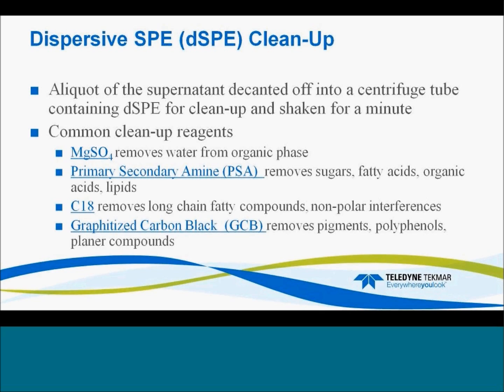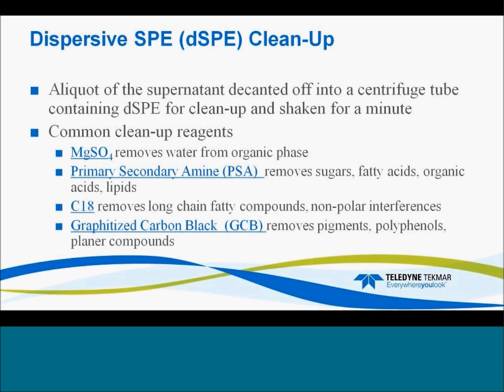There are a lot of different types of combinations of cleanup out there. I listed just the 4 primaries that can be used. The magnesium sulfate is typically always present because it removes excess water from the organic phase. Typically, the PSA, primary secondary amine, is always present also. It will remove the sugars, fatty acids, organic acids, and lipids. But sometimes this will grab hold of certain groups of your pesticides and retain them. So you have to be very careful on the chemistry there.